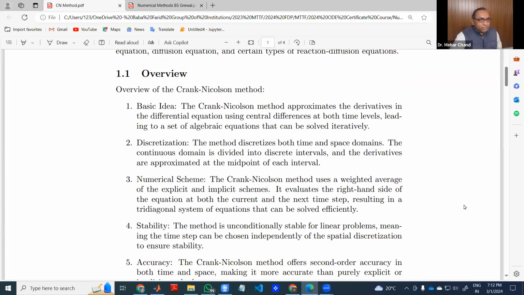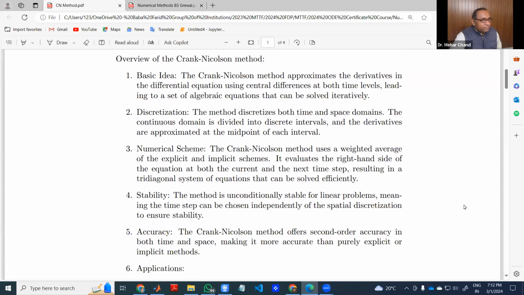The Crank-Nicolson method uses a weighted average of the explicit and implicit schemes. It evaluates the right-hand side of the equation at both the current and the next time step, resulting in a tridiagonal system of equations that can be solved efficiently. Mainly, this tridiagonal system is used when we have partial differential equations, specifically. But sometimes we can use this tridiagonal system for the ODE also.